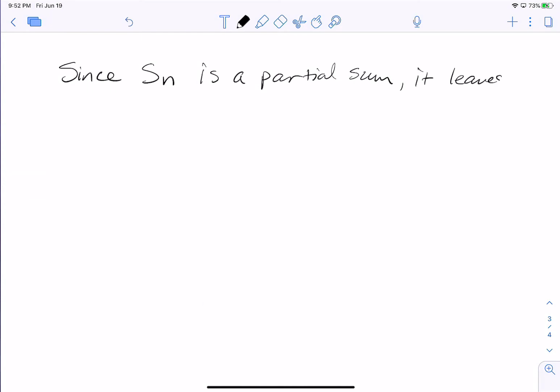Now let's revisit a previous discussion that we had. We talked before in a different video, I say we, but it was me, wasn't it, about partial sums. So we're going to revisit that. Since S sub n is a partial sum, it leaves out terms. And in fact, it leaves out the terms a sub n plus 1, a sub n plus 2, and all the ones after that, because if we're talking about S sub n, we're only adding the first n terms.